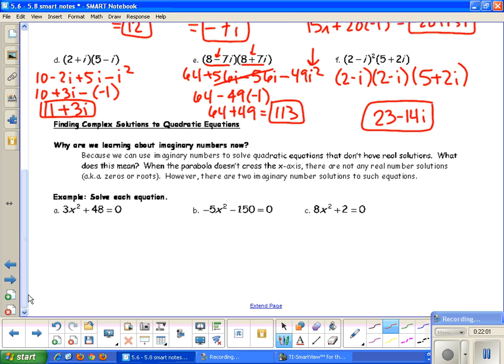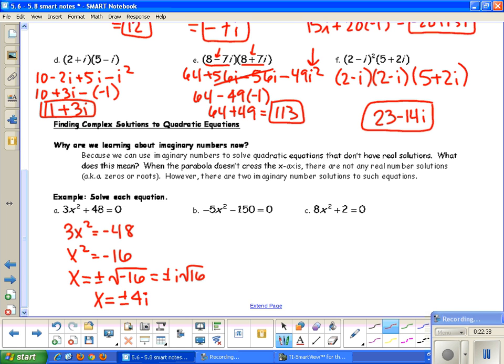So if we look at this first equation right here, I can solve this using square roots because I don't have a linear term, so I can subtract the 48 to the other side. So when I do that, I get 3x squared equals -48. Divide by 3, not -3. x squared is equal to -16. Get rid of the power, so x is equal to plus or minus the square root of -16, and that negative, remember, you take it out, becomes plus or minus i root 16, and the square root of 16 is 4, so x is equal to plus or minus 4i. These are my two imaginary solutions for my equation.